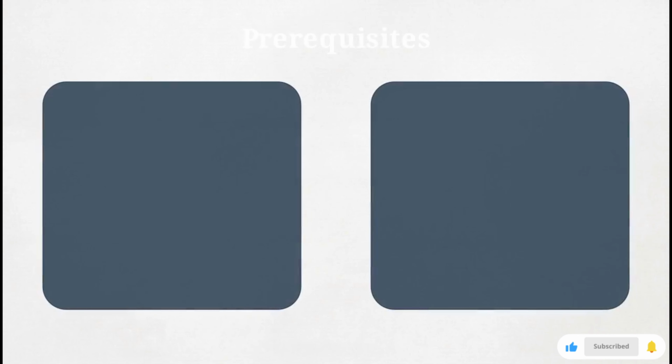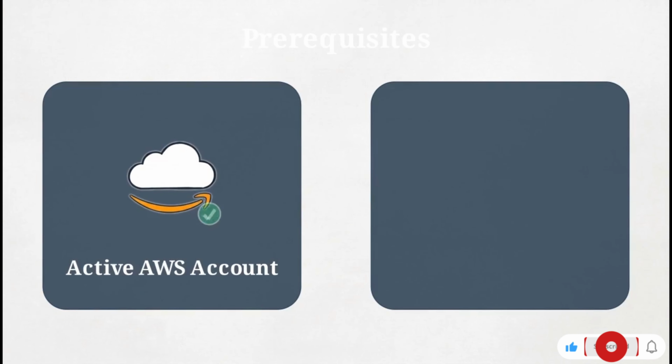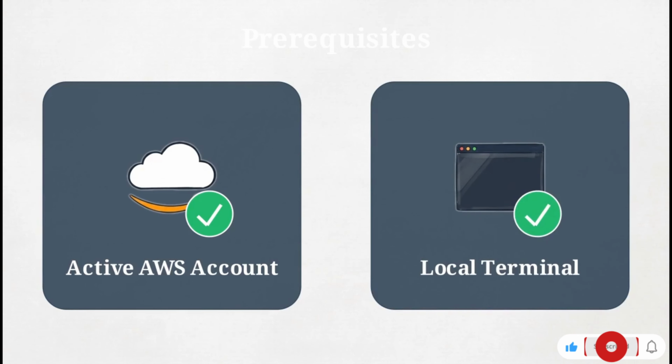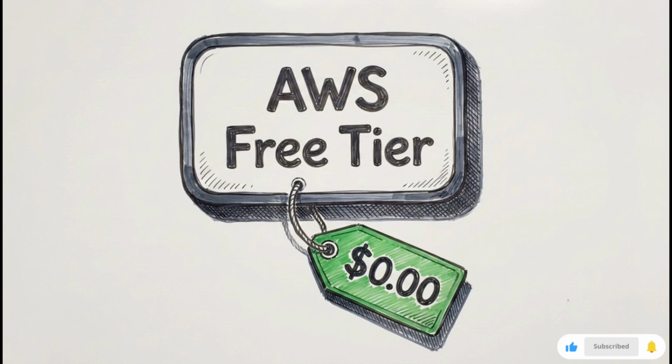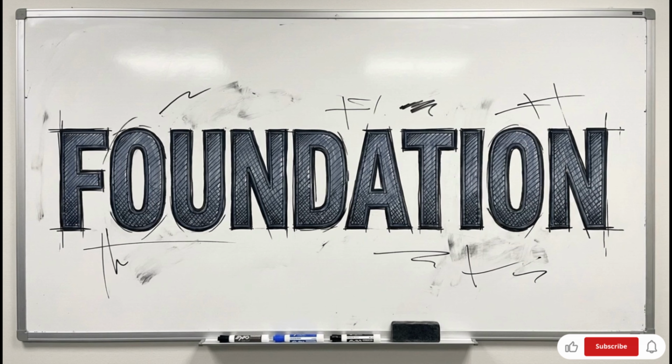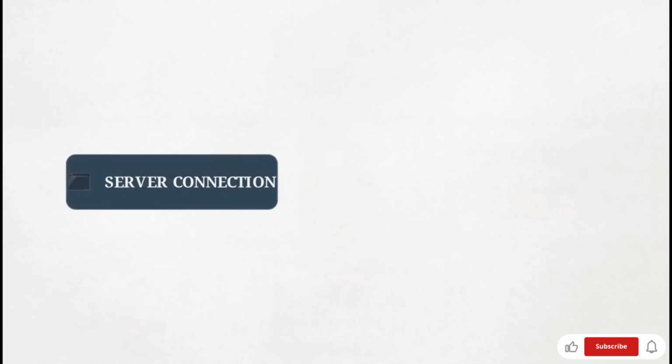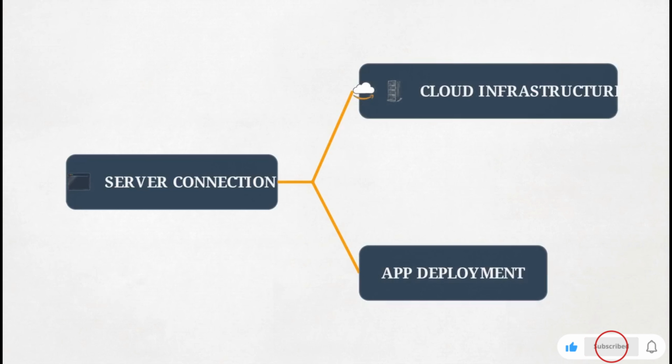To follow along, you only need two things: an active AWS account and access to your computer's built-in terminal or command prompt. If you're worried about accidental charges, don't be. Every single step we cover today utilizes the AWS free tier. You won't pay a dime. Setting up and connecting to a remote server is the non-negotiable first step. You must master this workflow before you can build advanced cloud infrastructure or deploy applications.